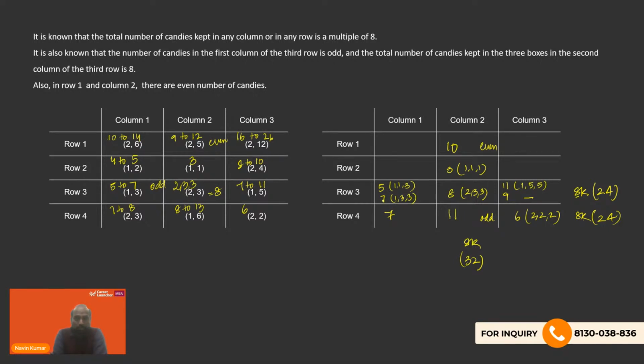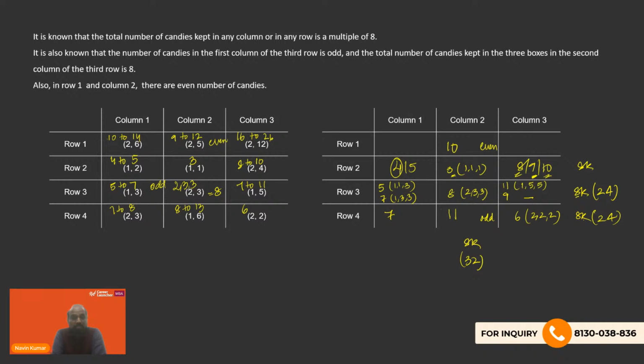So if we look at row 2, we can have 4 or 5 here, and we can have 8, 9, or 10 here. Now the thing is, we need a multiple of 8. Multiple of 8 means even, out of which 3 is already odd. So the other two numbers, one has to be odd and another has to be even. Which means if I take a 4, I can take 8 or 10. Let's see if we get a multiple of 8.